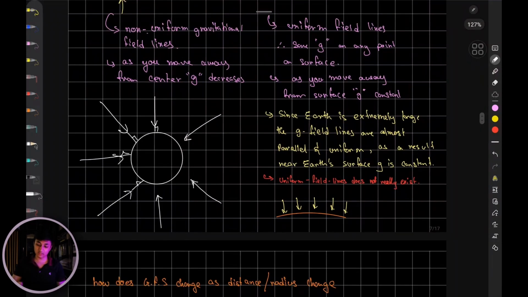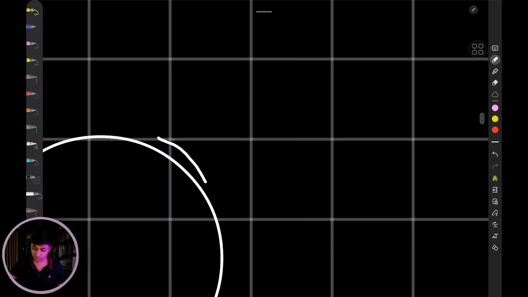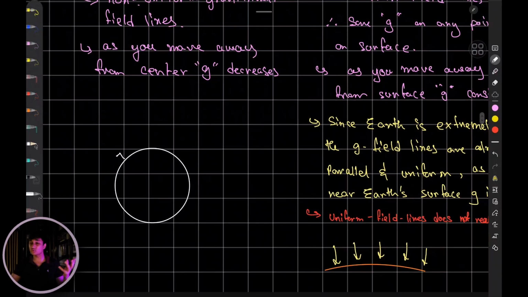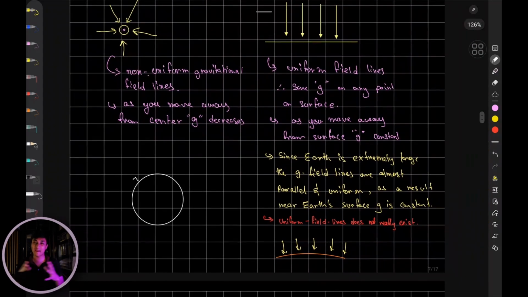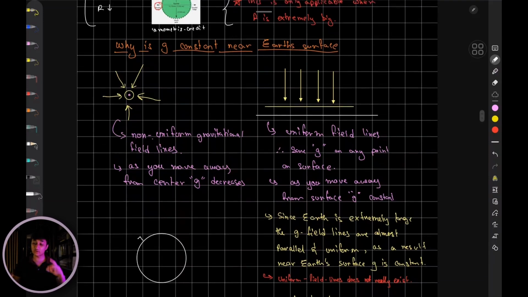Now what happens is, when you're really close to the surface, you cannot notice this curvature. You cannot notice that Earth is round. For example, if you go out on a walk, you're not going to notice the arc of Earth with your bare eyes, because Earth is massive, which is why the surface seems to be exactly straight, which is also why the field lines near the surface can be considered to be uniform, because it seems as though the surface is quite straight.